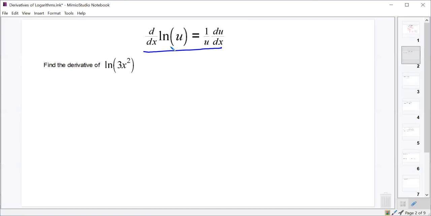Good or no? All right, we'll assume that's good. So if we want to find the derivative of natural log of 3x squared, what should that become?